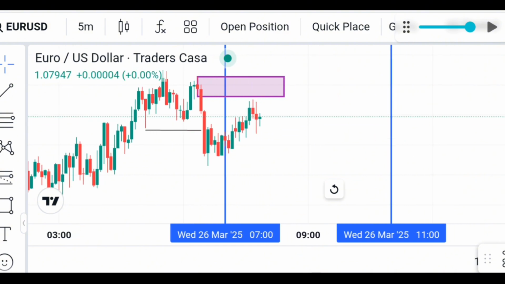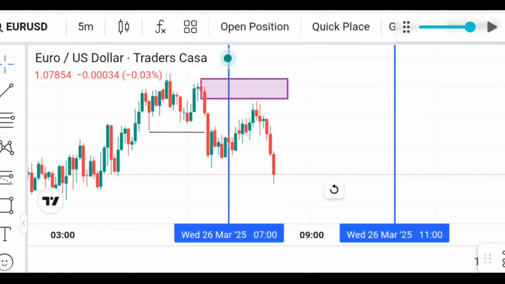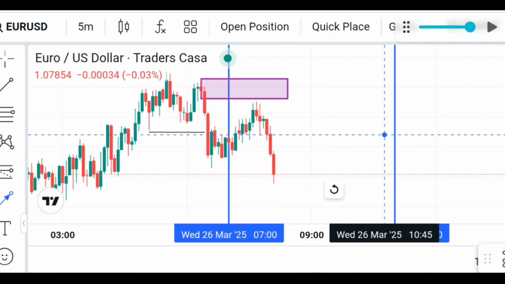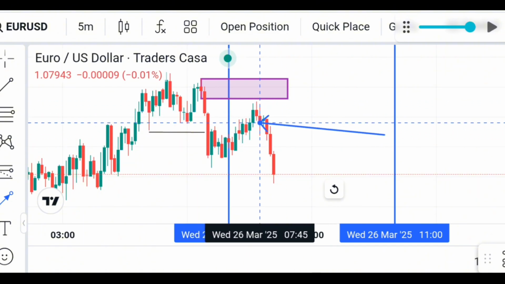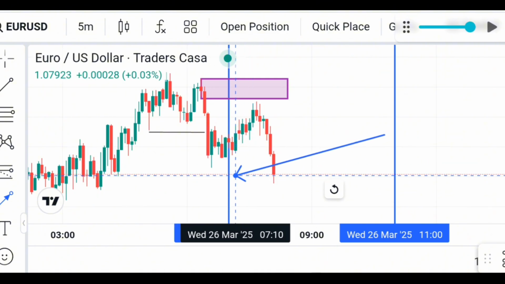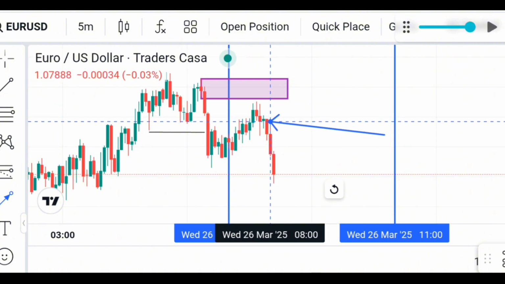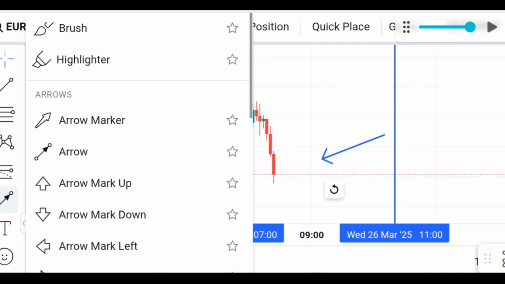Okay, so we never got a tap into the order block, since if you look closely, we really had some imbalances right here, and that's what reversed price. So we can actually see another break of structure and a supply order block right there. So we mark it out.